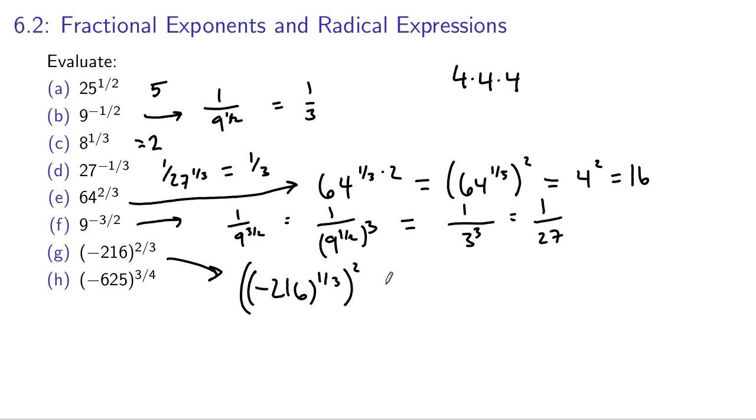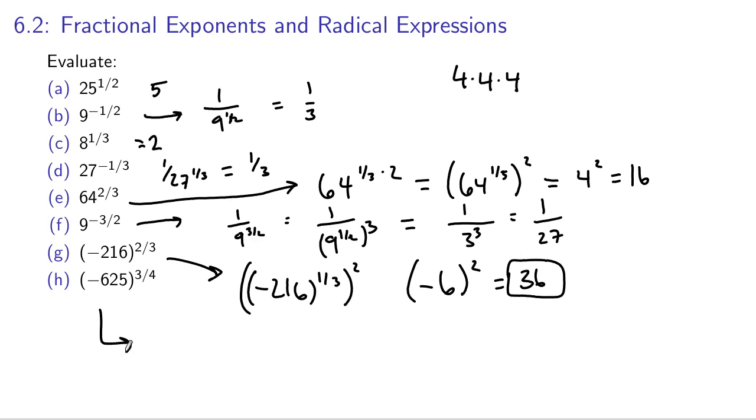Let's see, the cube root of negative 216 would be negative 6, because 6 times 6 is 36, and 36 times 6 is 216. So we would have negative 6. Negative is an odd power, so we can preserve the negative. Negative 6 squared would be 36, positive.